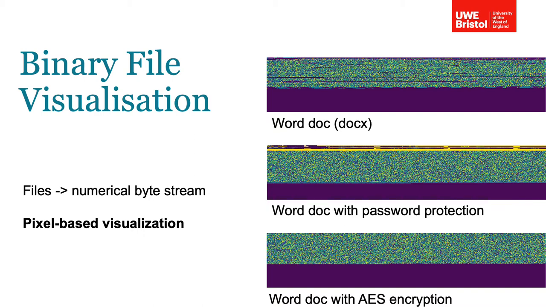Binary file visualization. All data files stored on a computer system, no matter what their content is, can be expressed as a byte stream. This is the raw data that is processed by the computer to convert this data into a meaningful representation for the end user, or to inform some other process or executable.